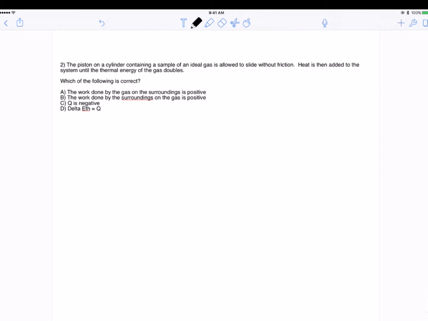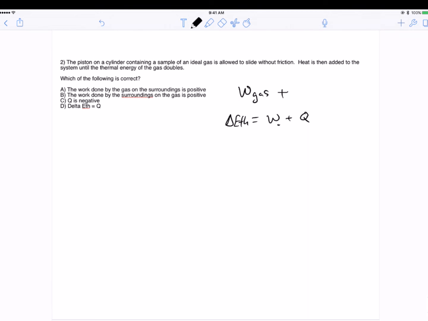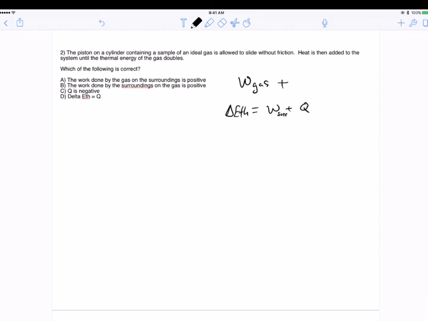All right. So let's start looking at these answer choices. Is the work done by the gas on the surroundings positive? Well, again, let's think about this first law of thermodynamics. And like we said earlier, this W is really the work that the surroundings does on the gas. So maybe we can draw this piston. This is the initial position of the piston, and then heat's added. So this is going to be the final position of the piston.